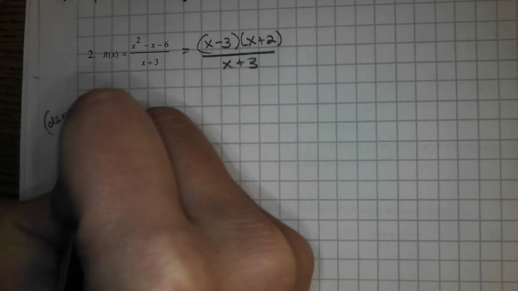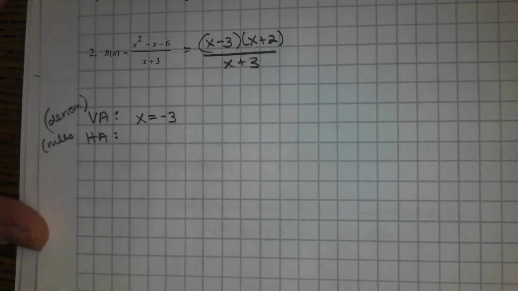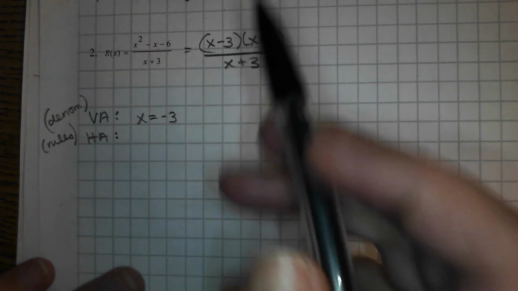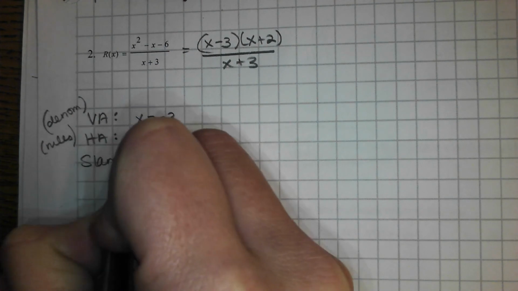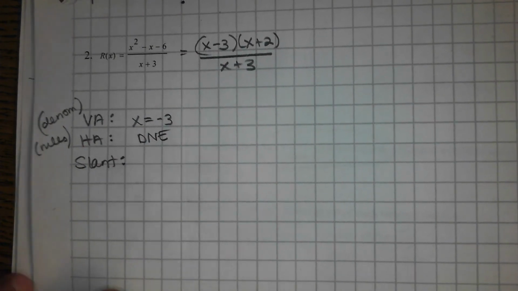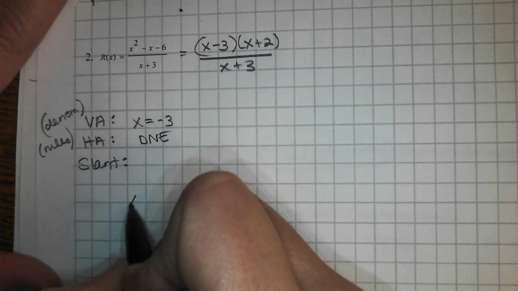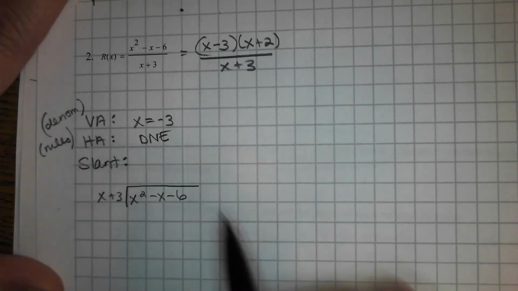My horizontal asymptote comes from my rules. And this is what category? Right, big over small, so there is nothing horizontal, which means I definitely have a slant. And in order to come up with that, I have to do this long division out. So x squared minus x minus 6 over x plus 3.